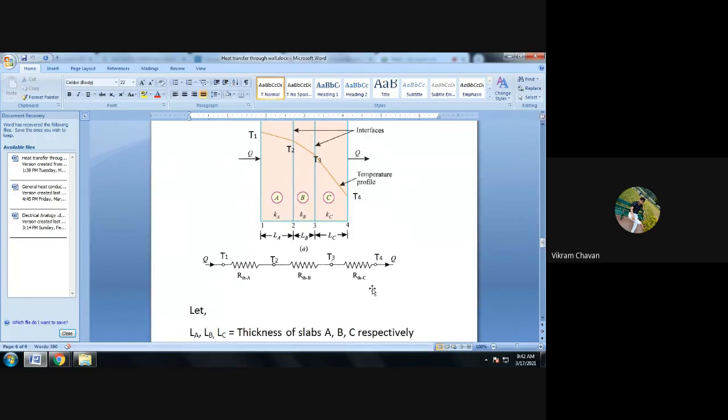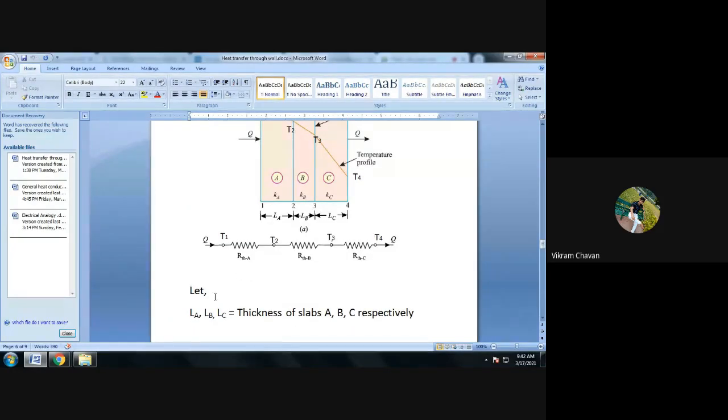Now further, we are starting the derivation related to the composite law. Here we are going to consider that L_A, L_B, L_C are the thicknesses of slabs or walls A, B, C respectively.